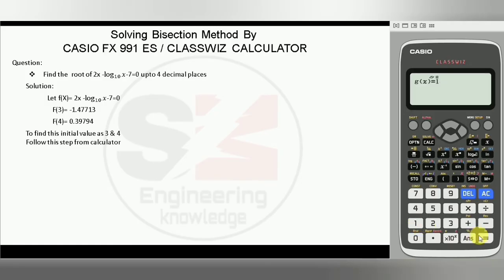Type 1. Then we have to specify the range, that is, the table will start from the value of x is equal to 1 and it will end at x is equal to 5 with a difference of 1. So let's start. So in this table we can see the value of 3 and 4, that is minus 1.477, and the value of 4 is 0.3979, that is written here, and the value of 3 is less than 0 and the value of 4 is greater than 0. In this way we can find the initial value of an equation.